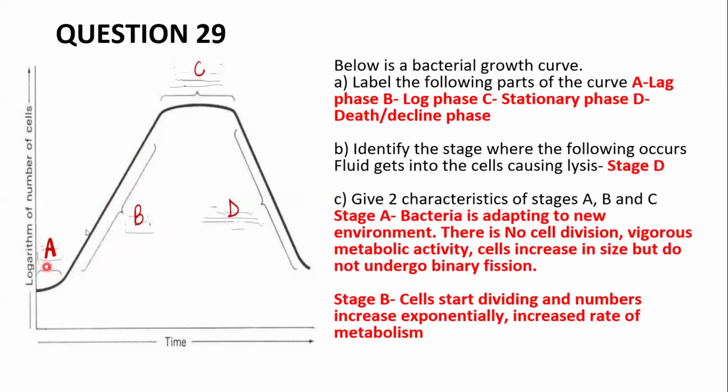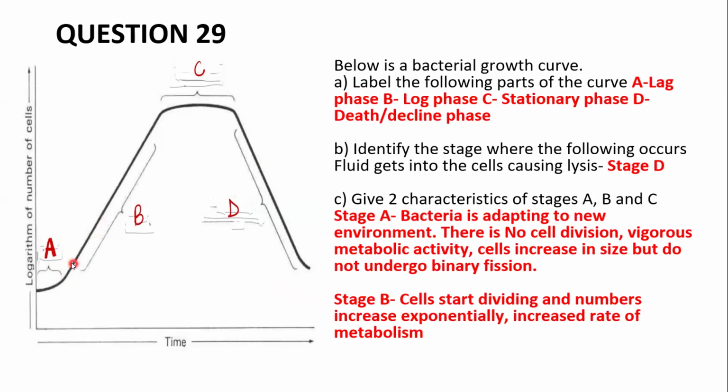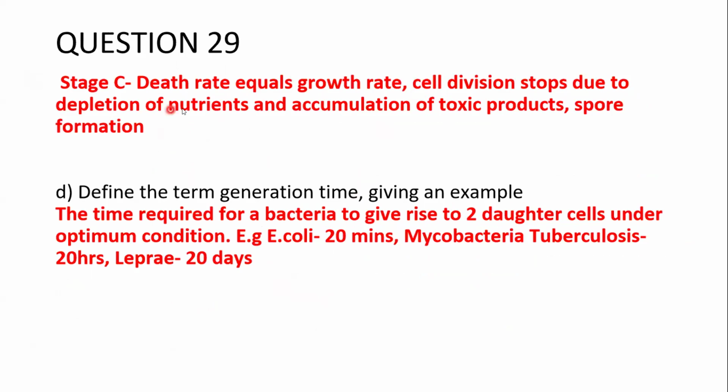Then the log phase. To remember, lag comes before log, A comes before O. So this is definitely lag, then log. Here the cells start dividing and the numbers increase exponentially. It shoots. And there's increased rate of metabolism. That's why the numbers shoot. Then C is the stationary phase, where the death rate equals the growth rate, which makes sense because in the log phase the growth rate is more than the death rate. Cell division stops due to depletion of nutrients and accumulation of toxic products. Here is where the spore is formed in spore-forming bacteria.